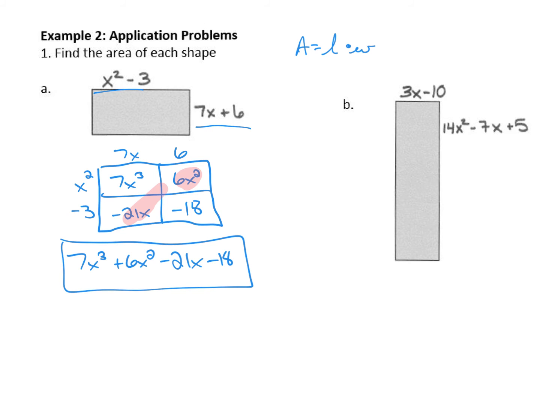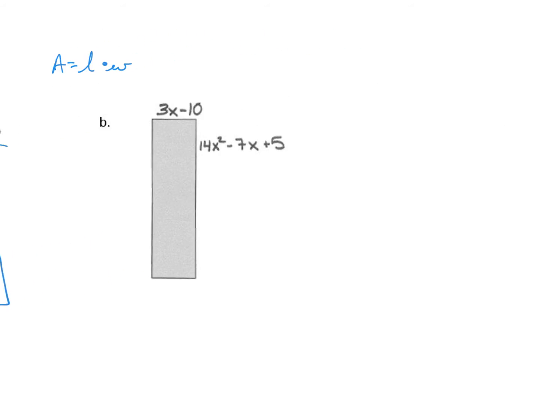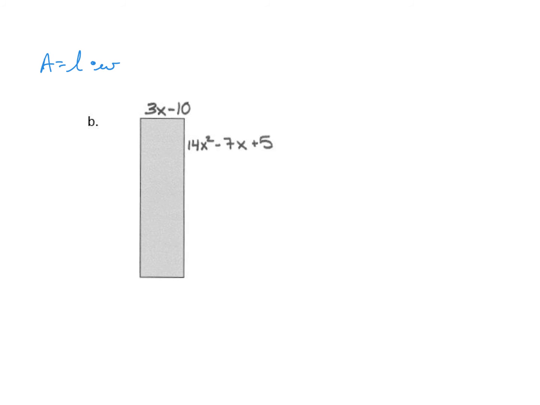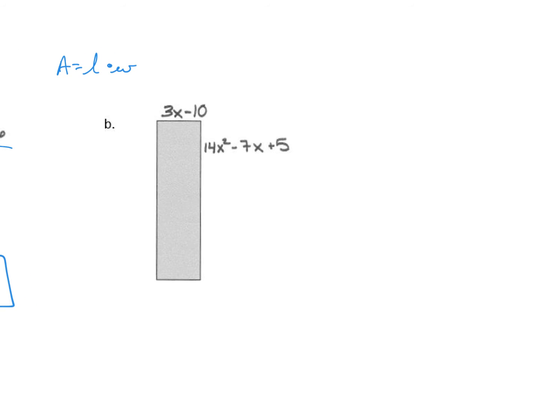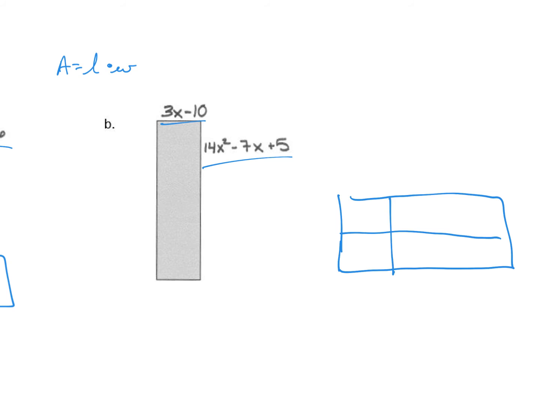Okay, so there's that. You also got example B over here. So let's shift and talk about area equals length times width. So again, we got 2 terms for this one, 3 terms here. So when we create our box, we need to extend it a little bit more, because now we know that this needs to be broken up into 3 sections. So let's go with 3x minus 10, 14x squared minus 7x plus 5. And then we can multiply through.